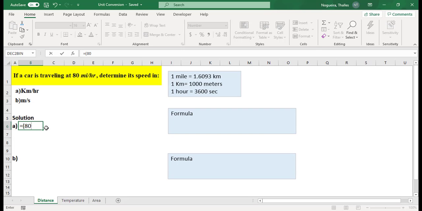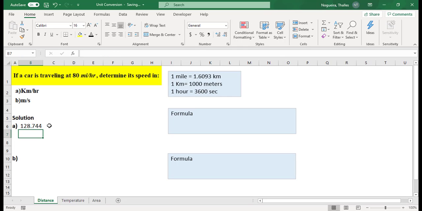That means 80 miles over 1 hour, times the conversion in kilometers, which means 1.6093 over 1 mile. And because we're not converting hours, we can stop right here, and that is our answer. And also remember to plug in the units.